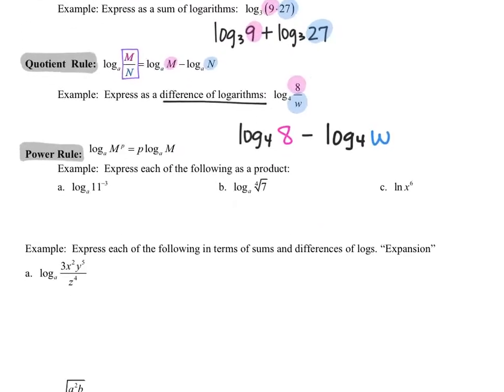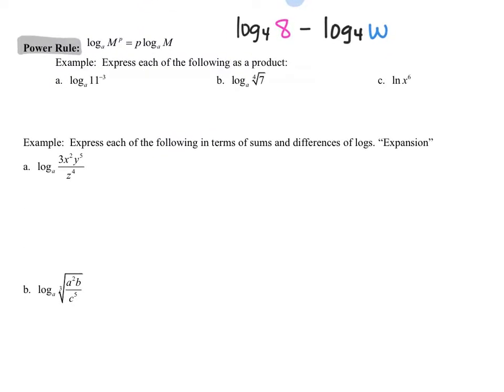For the power rule, we are going to take the exponent and we are going to put it in front of the logarithm when we rewrite it in the expanded form. So log base a of m to the power of p is going to be equal to p times log base a of m. Log base a of 11 to the negative 3 power is going to be negative 3 times log base a of 11. Log base a of the fourth root of 7 is going to be 1/4 times log base a of 7. So the fourth root is the same thing as the 1/4 power.